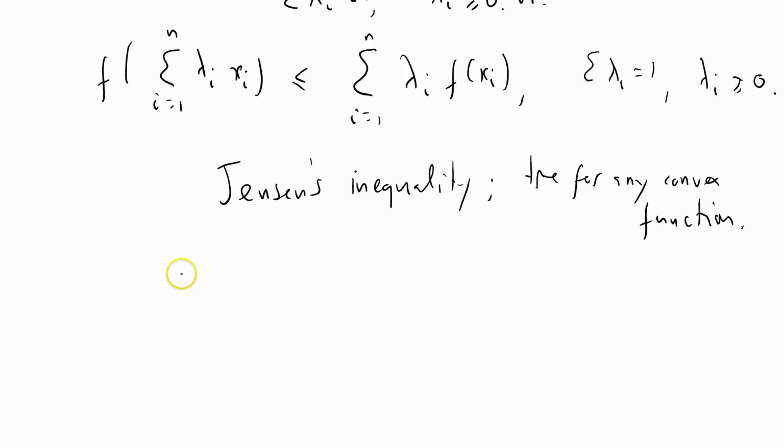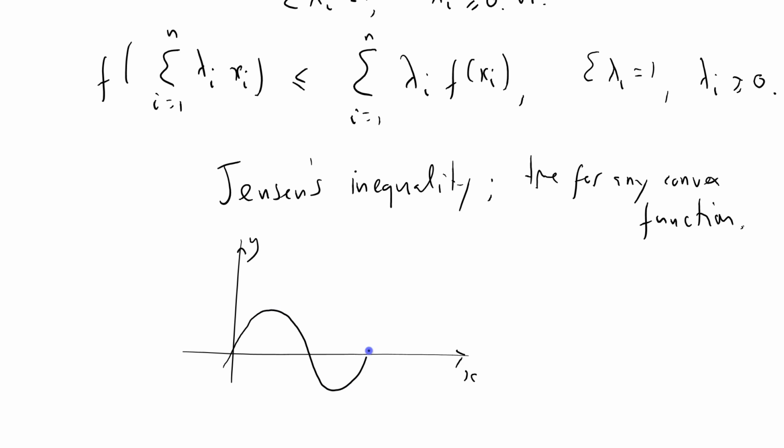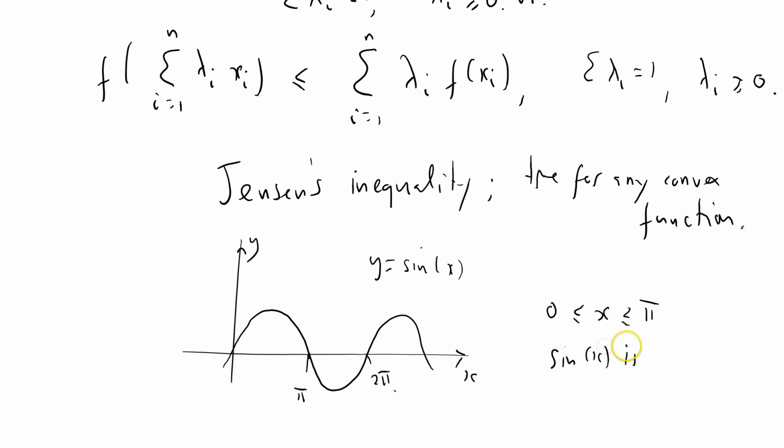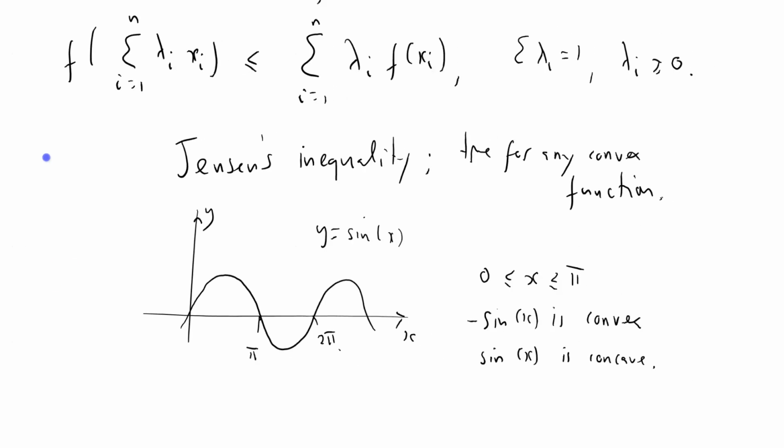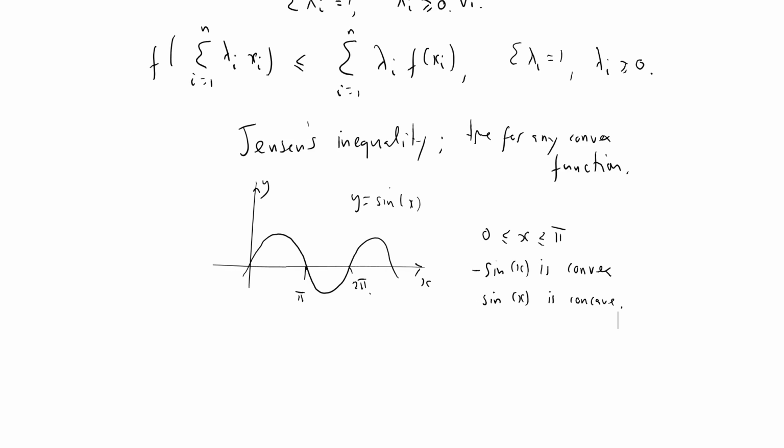I'm just going to make an observation here, with x and y. If I draw sine x, there it is. Y equals sine x. I'm just going to make the observation that for 0 less than or equal to x less than or equal to pi, which is this value here, it's 2 pi there, minus sine x is convex, which is the same thing as sine x is concave. And that can quite often be a useful fact to know.